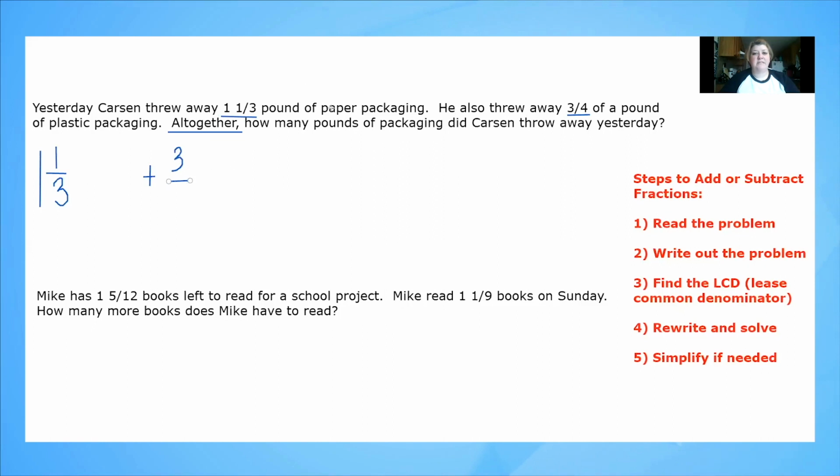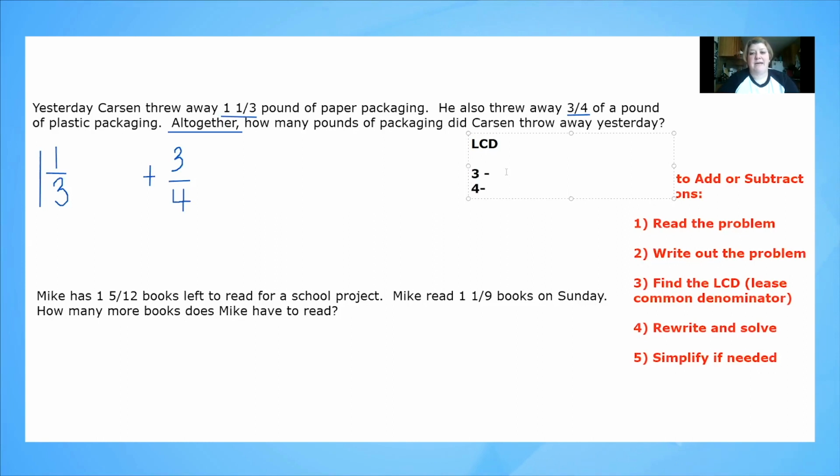I'm giving myself plenty of room so that it is easier for me to work out our problem and things aren't all bunched up together. The next thing we're going to do is find the LCD, or the least common denominator. So we're going to keep a list over here of our least common denominators. The denominators we are working with are a 3 in 1 1/3 and a 4 in 3/4. So we are going to find the least common denominator of these two numbers.